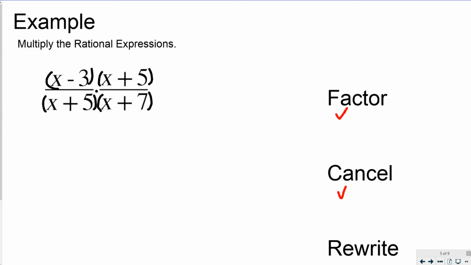All I really need to do is cancel x plus 5 divided by x plus 5. So all that's left when I'm done with this is x minus 3 on the top divided by x plus 7. I don't like the way my fraction bar got curved. Divided by x plus 7. And that's it. It's as simple as that.